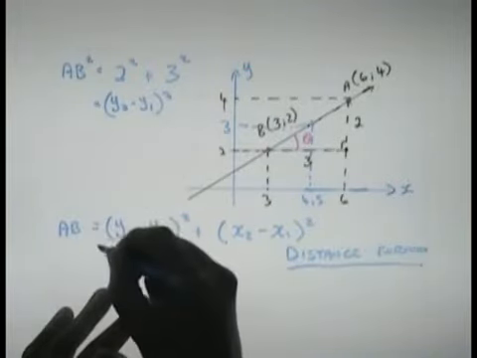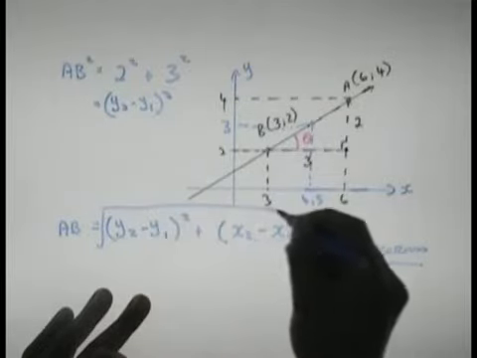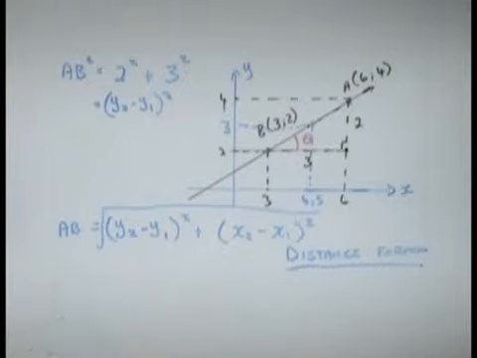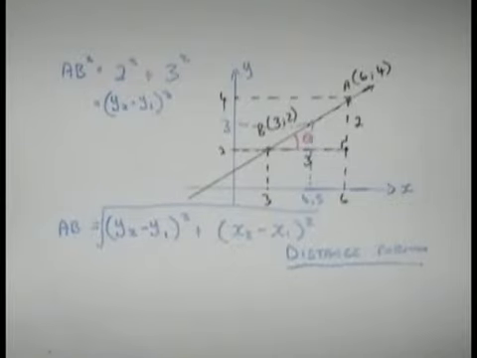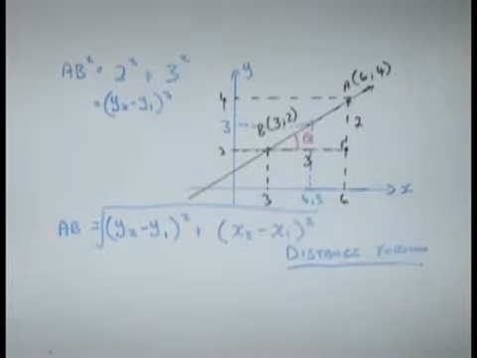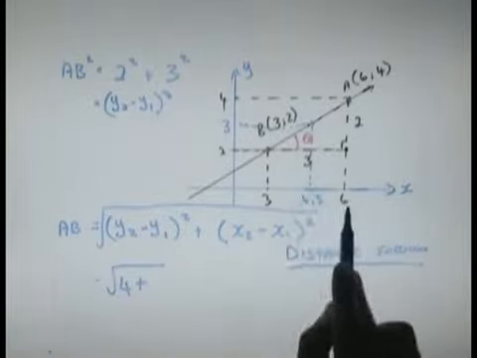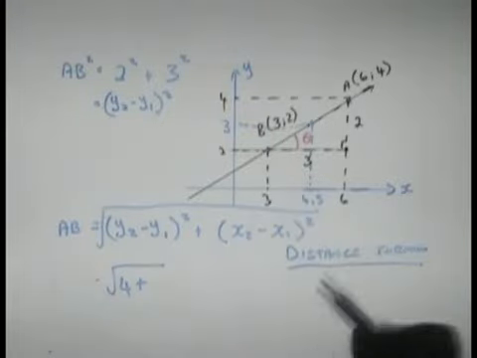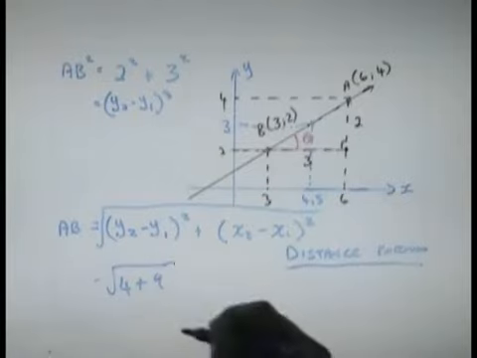But we're not looking for AB squared, we're looking for AB on its own, so we square root both sides. That means that AB is equal to the square root of y2 minus y1 squared plus x2 minus x1 squared. And that is our standard distance formula. If we apply it here, y2 minus y1 is going to give us 2 squared, which is 4, plus x2 minus x1, which is 6 minus 3, which is 3 squared, which is 9.